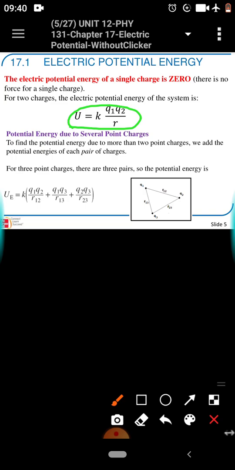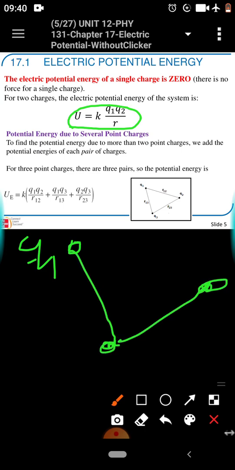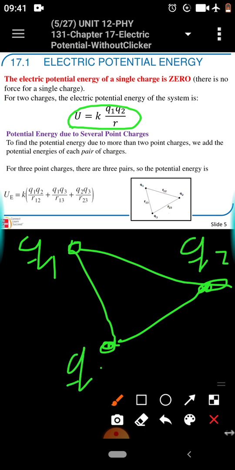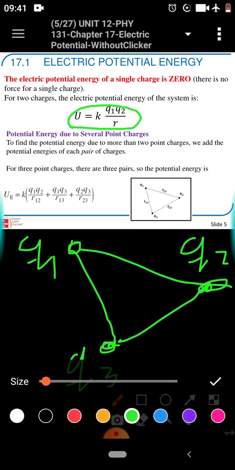This is what it says: potential energy due to several point charges. When you have more than two point charges, you add the potential energies of each pair. So here we have q1, here we have q2, and here we have q3. In order to find the potential energy of all this, you need to make pairs.